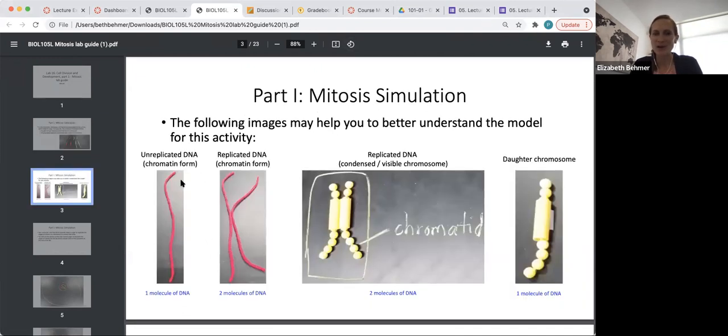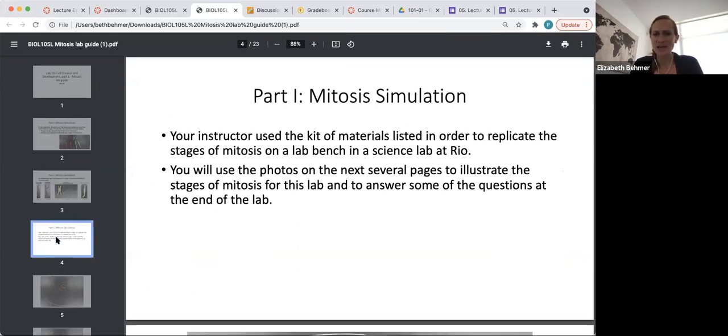You have an unreplicated DNA in chromatin form. Then we have replicated DNA, 2 molecules of DNA. When we put the 2 pop beads together, we have 2 molecules of DNA forming a chromatid. And if we separate one out, we have a daughter chromosome. So the following images will just help you better understand the model for this activity.